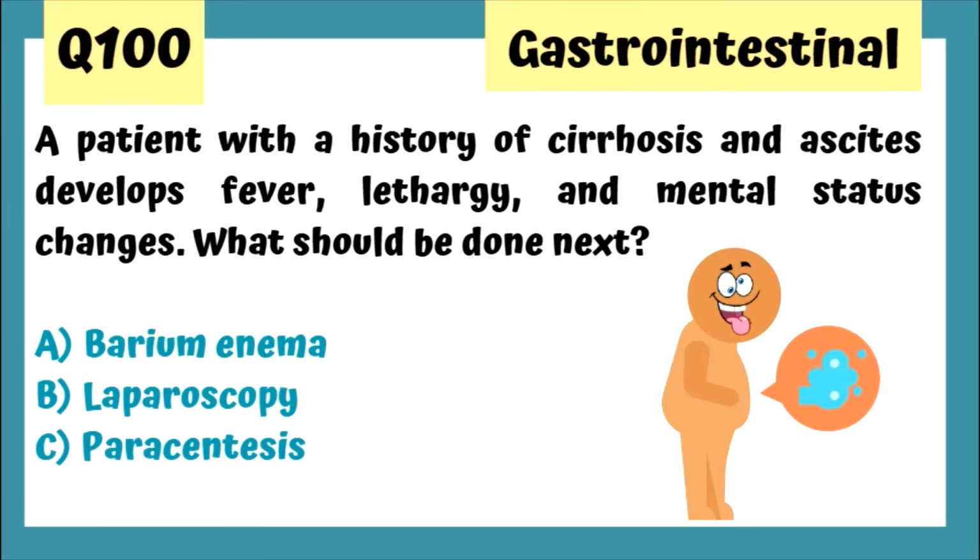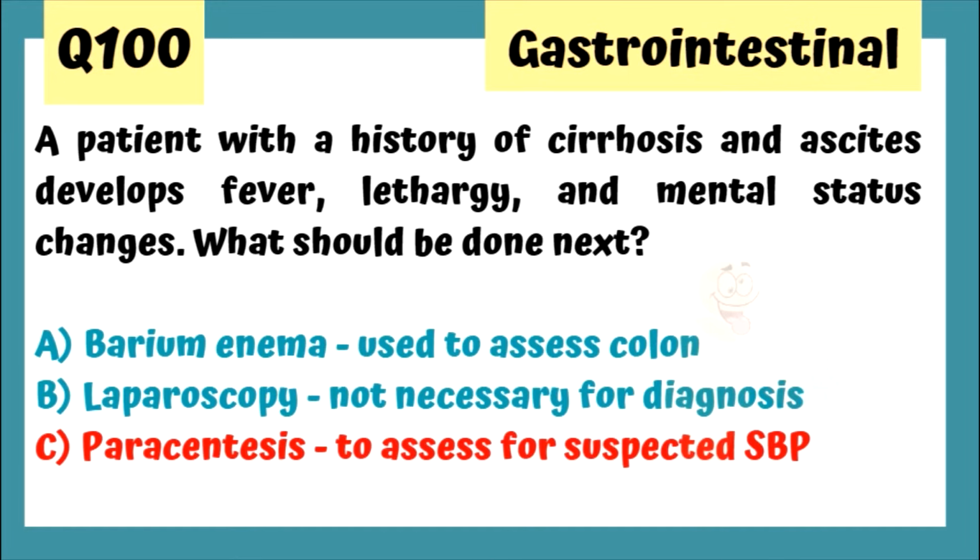Okay. Question 100. A patient with a history of cirrhosis and ascites develops fever, lethargy, and mental status changes. What should be done next? So again, he has cirrhosis and ascites and has all these problems. We want to get a paracentesis to look for SBP, which is a really severe condition. Barium enema is used to assess the colon. Laparoscopy is not necessary for the diagnosis.